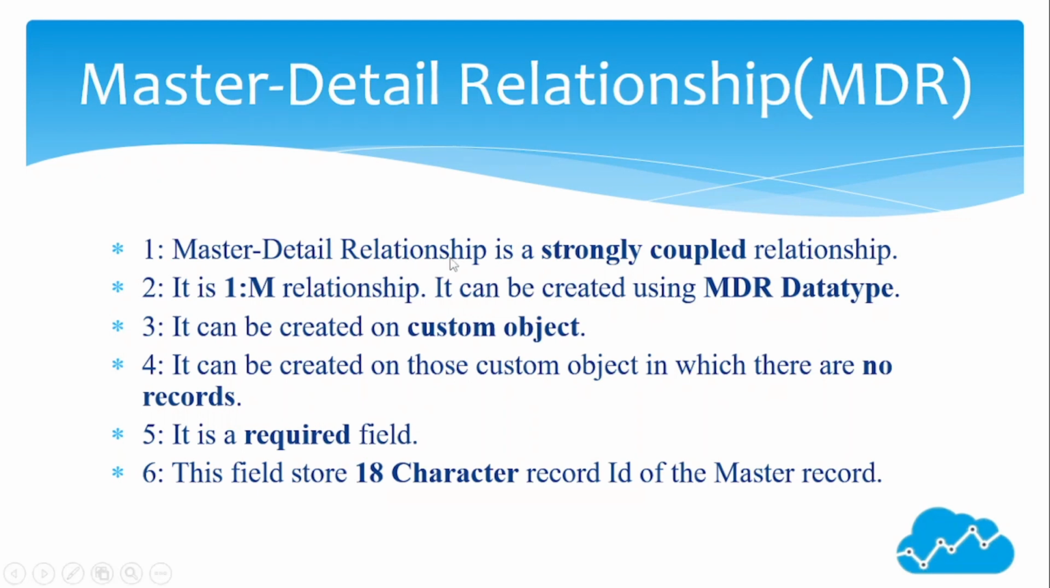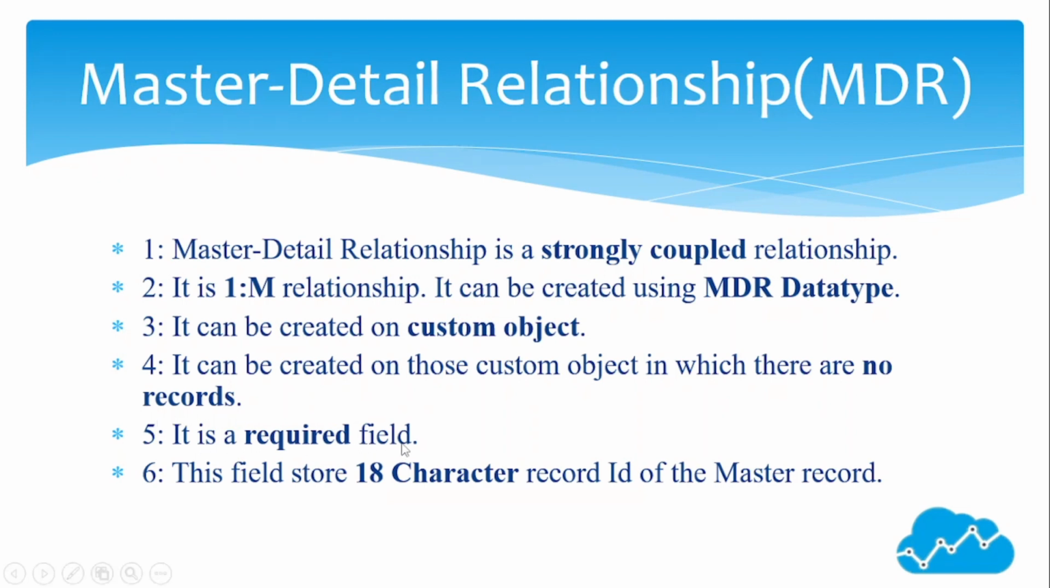Master detail relationship is a strongly coupled relationship. It is a one to many relationship. It can be created using the master detail relationship data type. It can be created on a custom object, so we can't create it on a standard object. It can be created on those custom objects in which there are no records. Means if records are available on any custom object, we can't create master detail relationship.